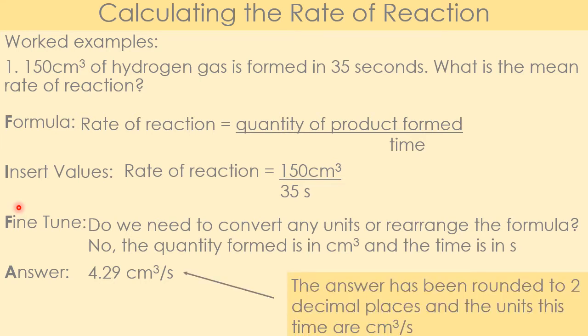Now I've rounded my answer to 2 decimal places. The question hasn't told me to, but that's a good way to go. If it tells you to go to 3, then go to 3, but generally go with 2 decimal places. And my units this time are centimeters cubed per second. I've got that from my equation. I've got centimeters cubed divided by seconds. It's the same thing here, centimeters cubed divided by seconds.